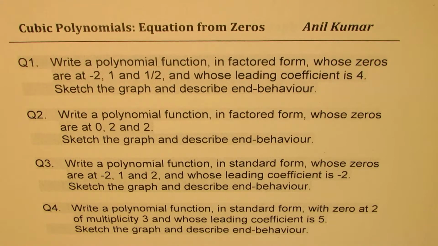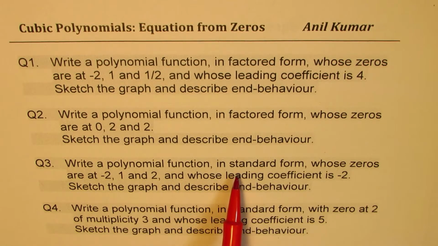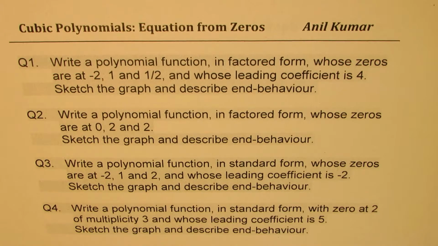Question number 3. Write a polynomial function in standard form whose zeros are at -2, 1 and 2 and whose leading coefficient is -2. Sketch the graph and describe end behavior. This time you have to write the polynomial function in standard form, not in factored form. That means you need to expand it.